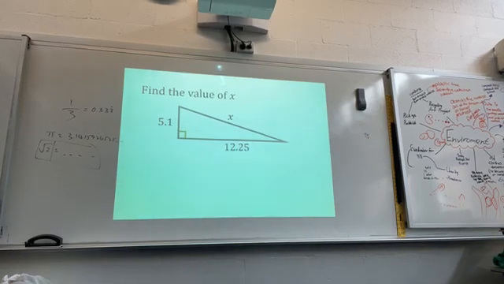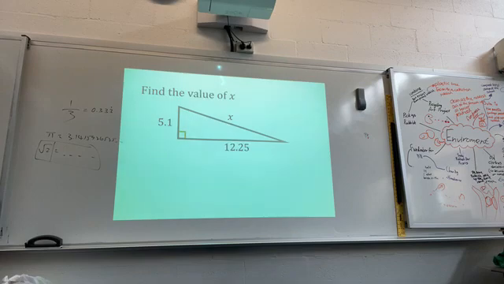Now, can you therefore find the value of x? You are allowed to use your calculator in this case. Use your calculator. If you haven't got a calculator, grab a calculator, please. Square root. Calculators here, if you haven't got one.